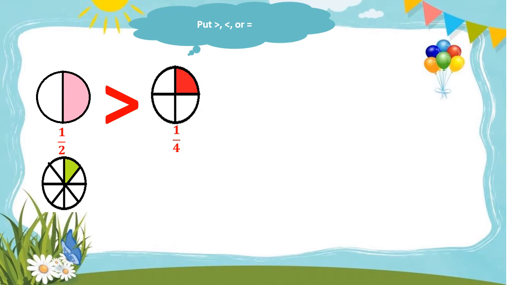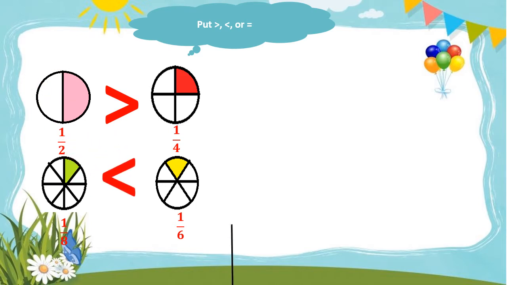We have a circle cut into 8 equal parts. We shaded one out of 8 of these parts. And we have another circle cut into 6 equal parts. We shaded one out of 6 of these parts. Which part of the two circles is the biggest? Excellent. 1 out of 6 is greater than 1 out of 8.